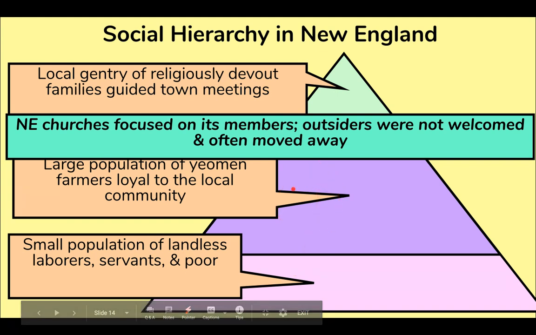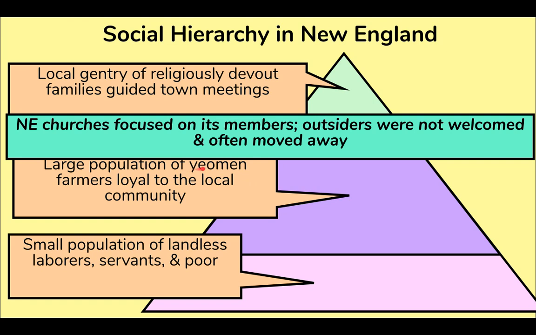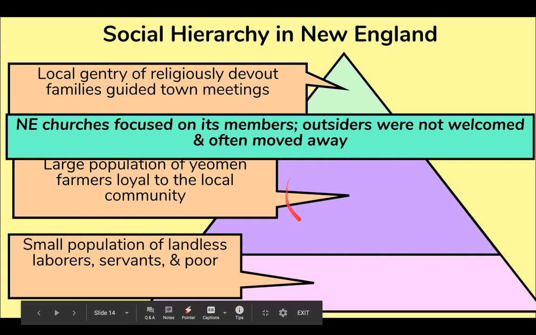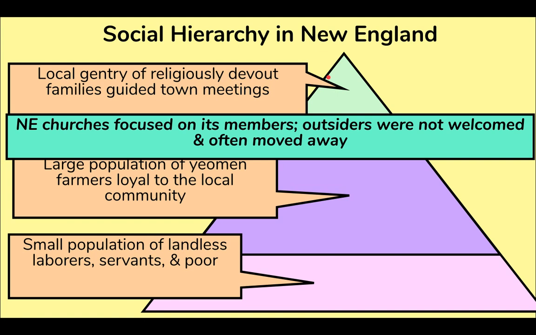In the middle, this is like the most of the population, just yeoman farmers, which just means a typical farmer. Okay, so that's the majority, average person. And who's important in New England? They're super big on religion. They were planted by Puritans. So of course, the most religious, the most devout, those people are going to be at the top. The ones that lead the town meetings, the ones that are leaders in the church, they are at the top as most important.